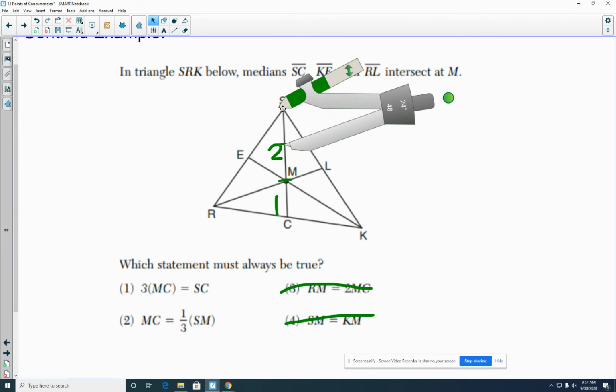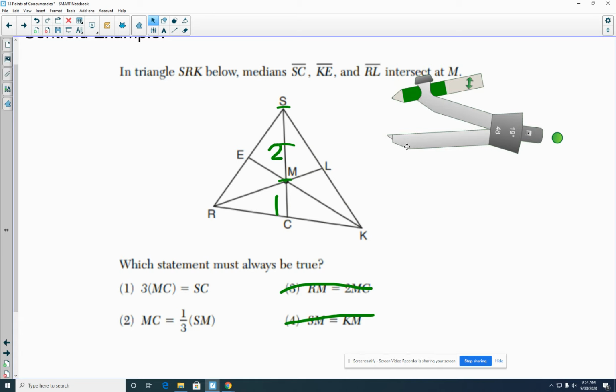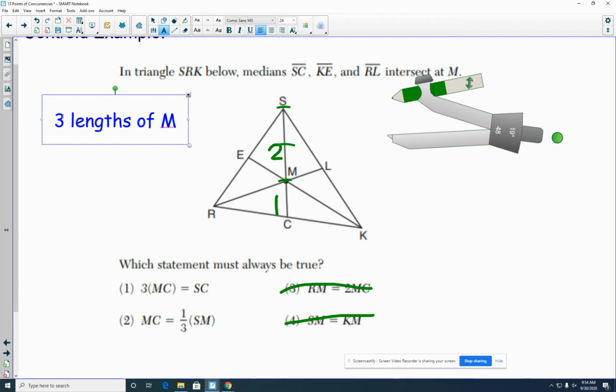And then we have, I moved it a little bit. And then we have 3. So we can kind of think of this as really 3 lengths of MC or CM make up SC. So although it's a 2-to-1 ratio, there are 3 parts, right?